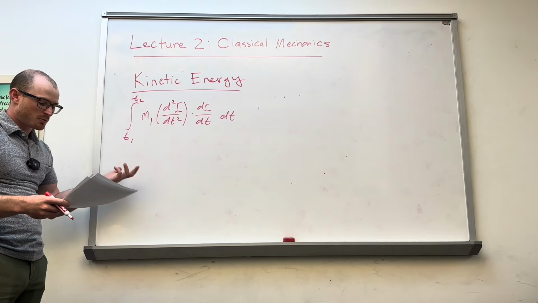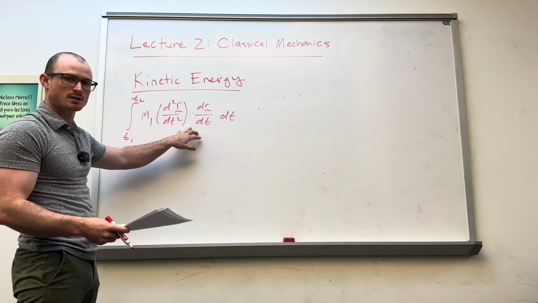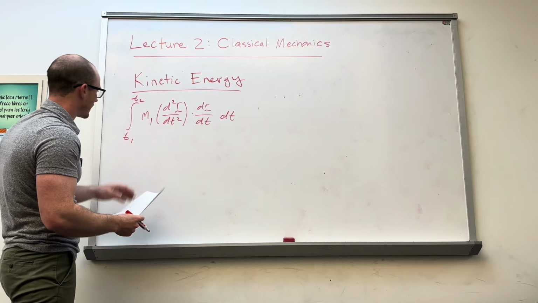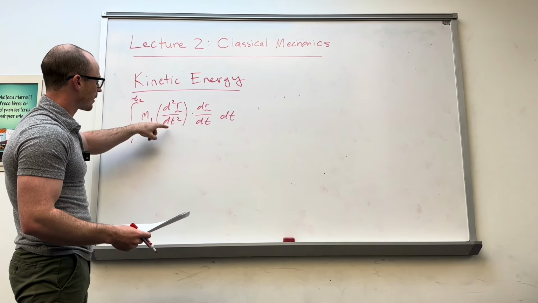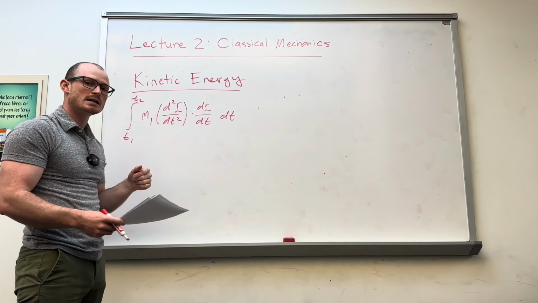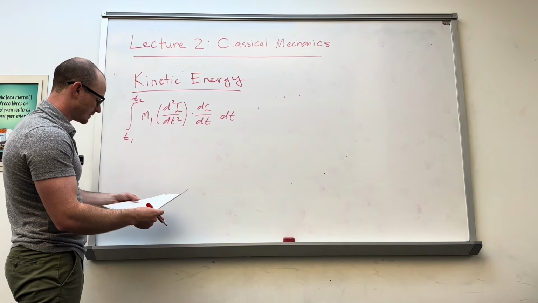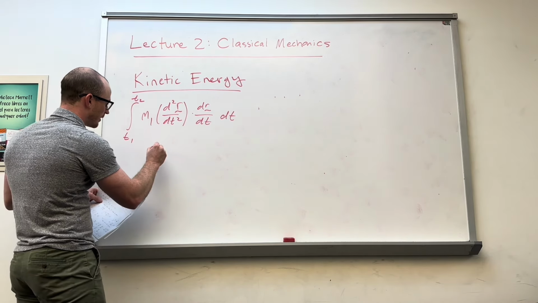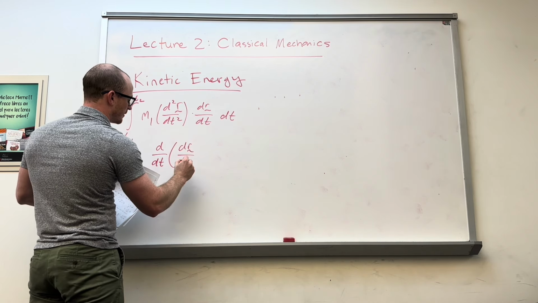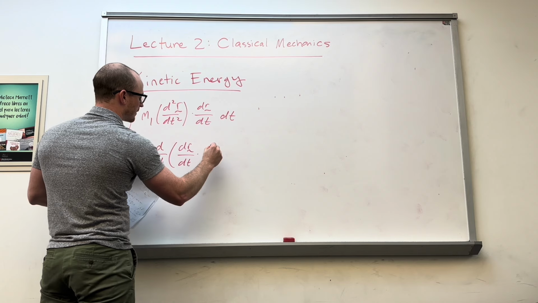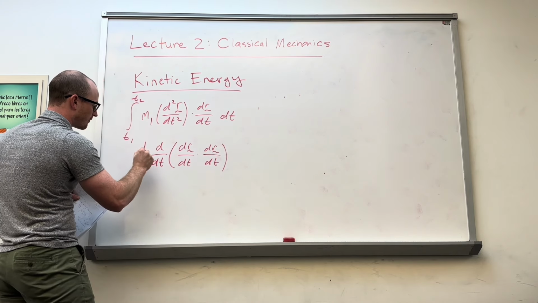Now, to make some progress here, we have to notice something kind of interesting about this integrand. So the m1 is a constant. We don't need to think about it too much. But this d squared r dt squared dot dr/dt can actually be rewritten. And the way we're going to rewrite this is as d/dt of dr/dt dot dr/dt, and there's going to be a 1/2.